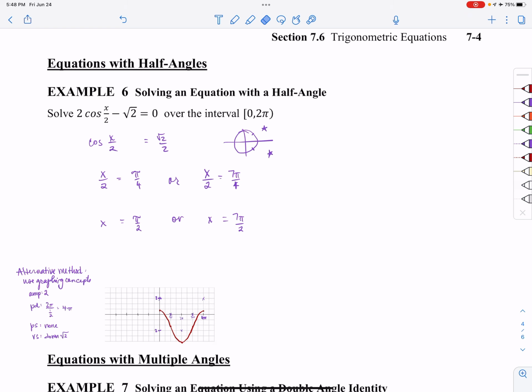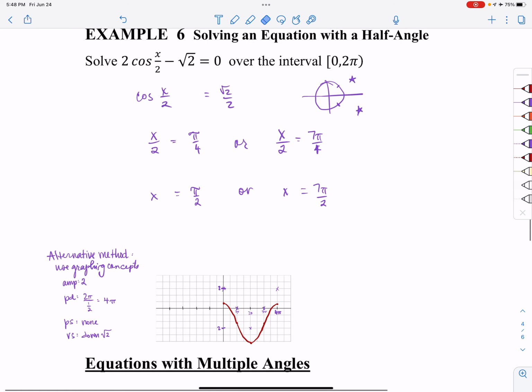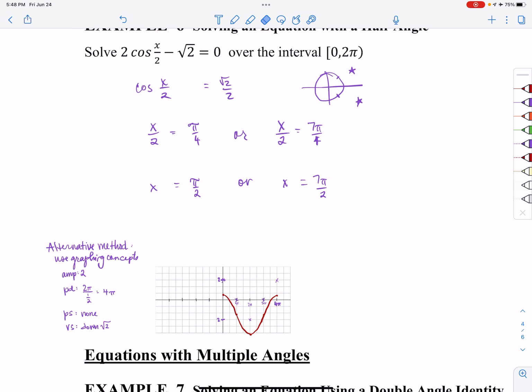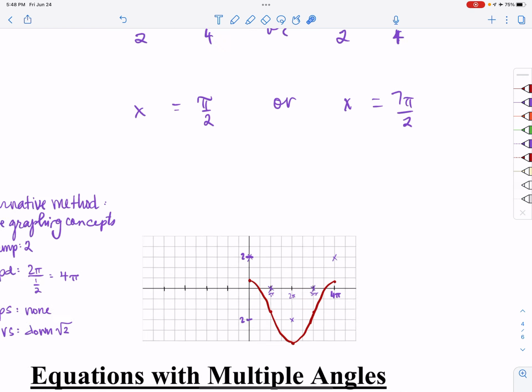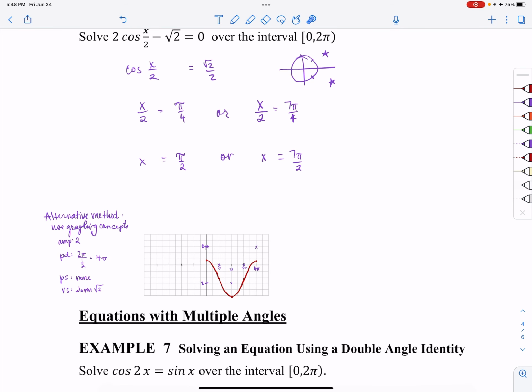You can take the time to graph if you want to. And you'll notice here that my interval was from 0 to 2 pi. So I want to know, where does this guy equal 0? Literally, where does this guy cross over the x-axis between 0 and 2 pi? Well, here's 0 and here's 2 pi. It only crosses over the x-axis one time.